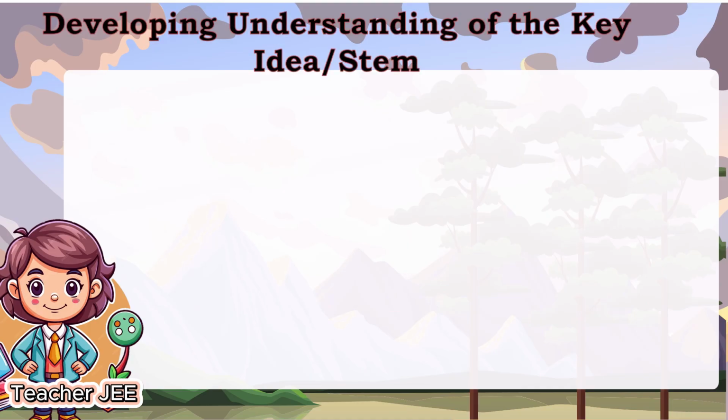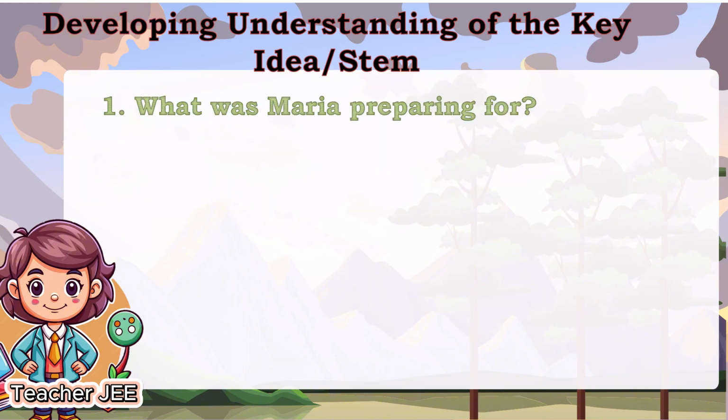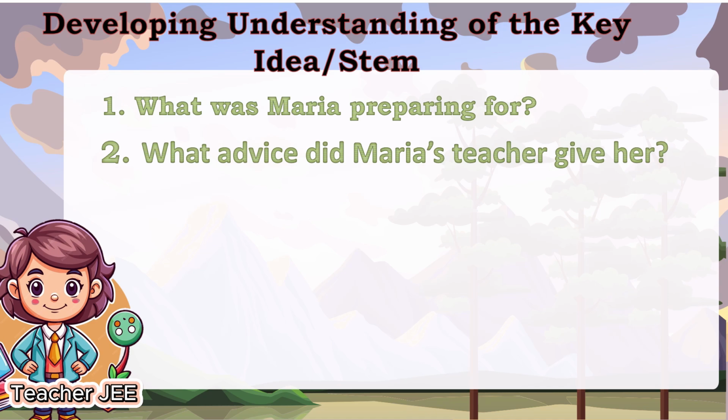Now let's go to developing understanding of the key idea system, or STEM. What was Maria preparing for? That's right, for her math quiz. Number 2, what advice did Maria's teacher give her? That's right. Her teacher told her to study hard.